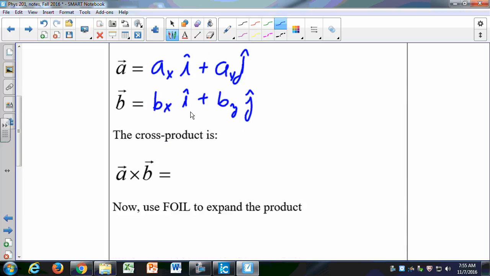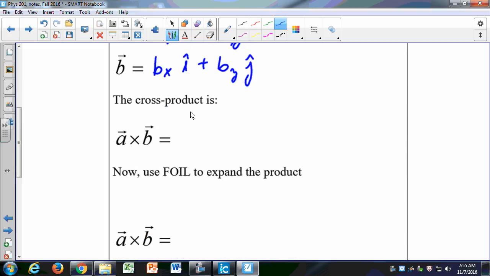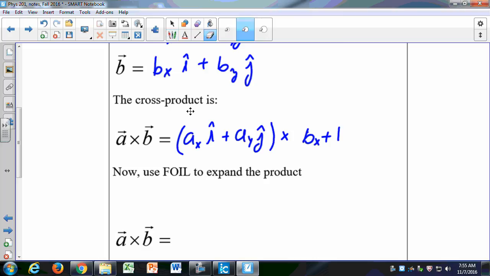Now, if I write it out, I get Ax plus Ay in the i and j directions crossed with Bx plus By. Oops, excuse me. Forget my unit vectors. Remember, the unit vector just tells the direction of that vector, so I've broken the vector into its magnitude and its direction. A unit vector has a value of 1.